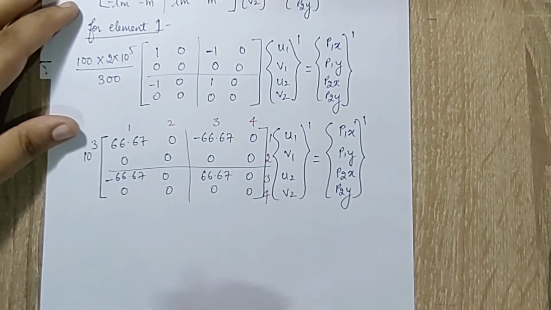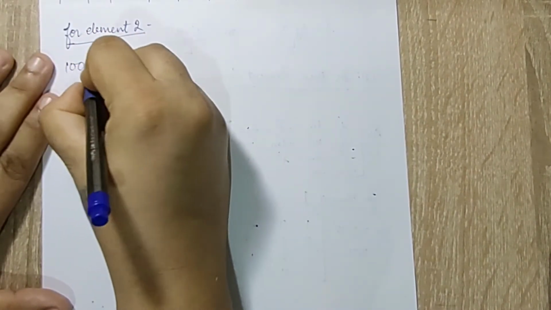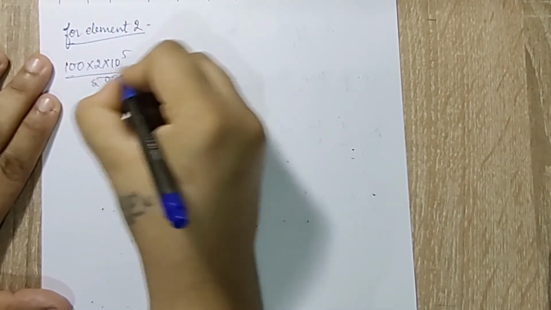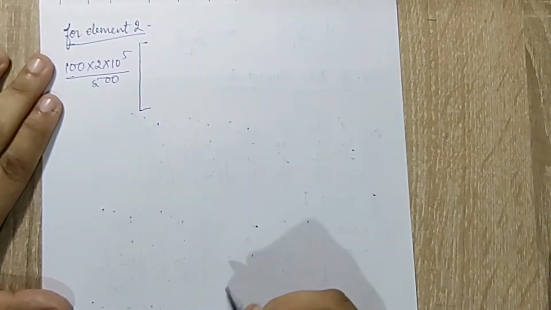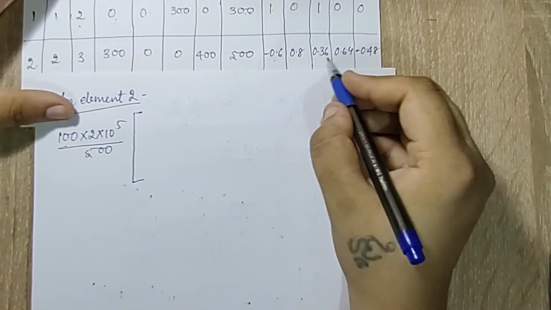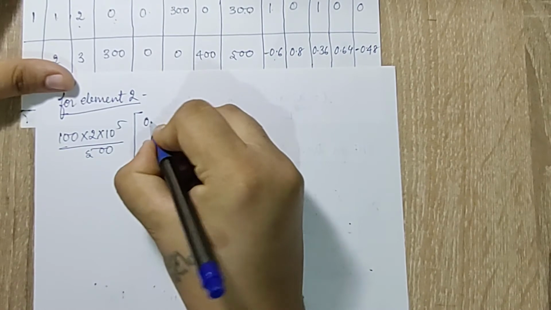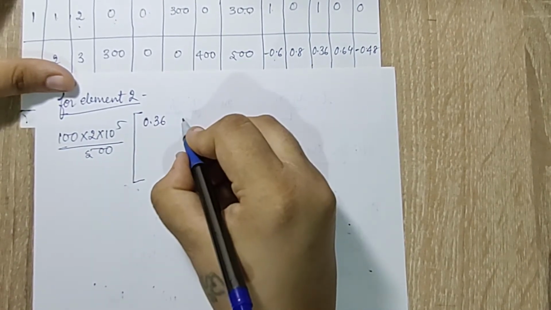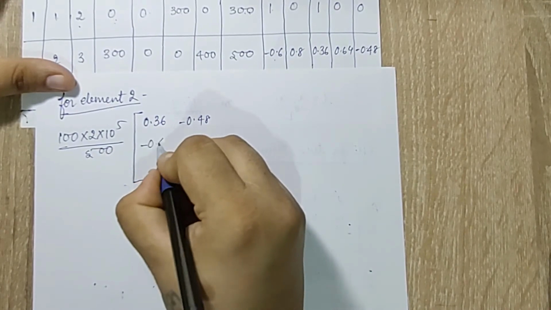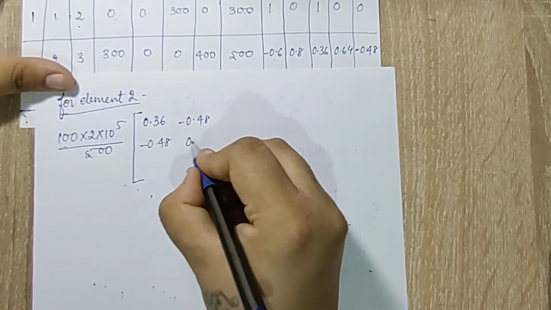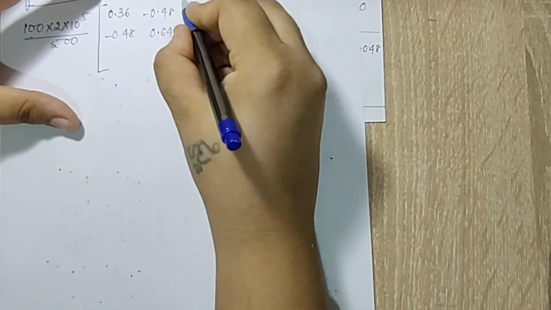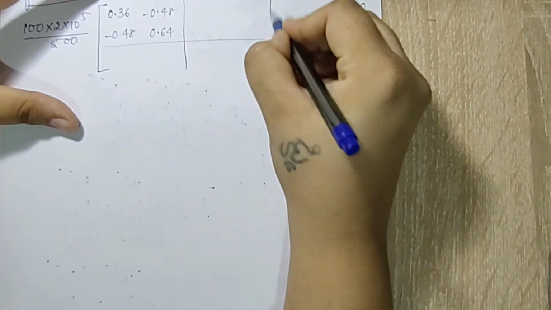Next I will go for element 2. My area is 100. E is 2 into 10 raised to 5. Length was 500. And then I have to write the entire matrix. The first value is L square, which is 0.36. So here I'll have 0.36. I'll have Lm, which is minus 0.48. Again Lm and then m square, so 0.64. So this is all I need to copy from the table. Rest I'll create on my own.